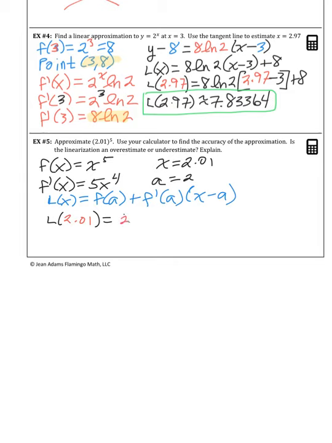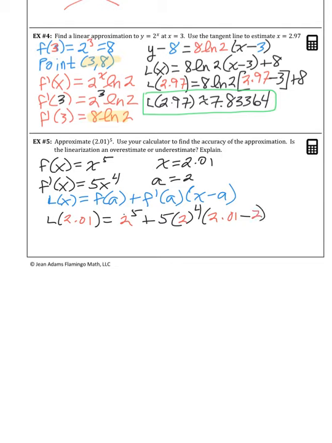We're going to take 2 and raise it to the 5th power, and add to that our derivative, which is 5, and it's in terms of a. So our a, which is 2, is going to be raised to the 4th power. And we're going to multiply that by our x, which is 2.01, minus our a, which is 2.